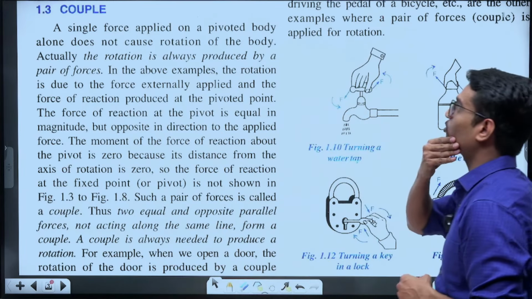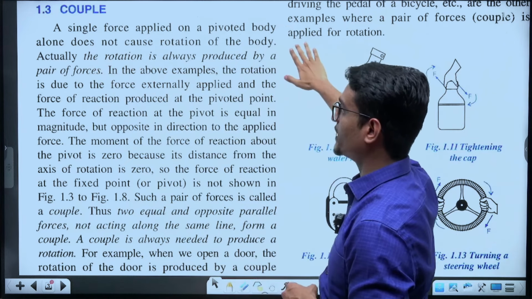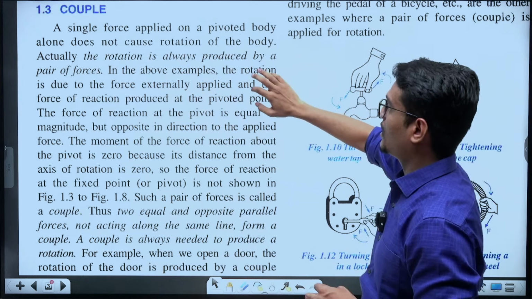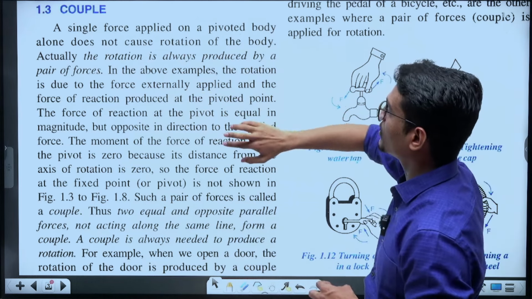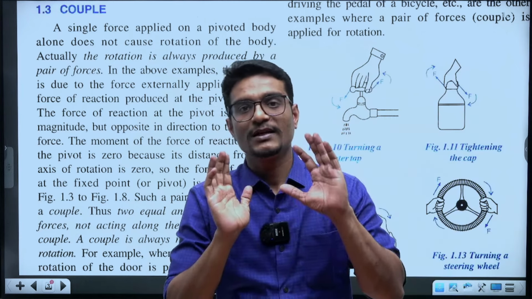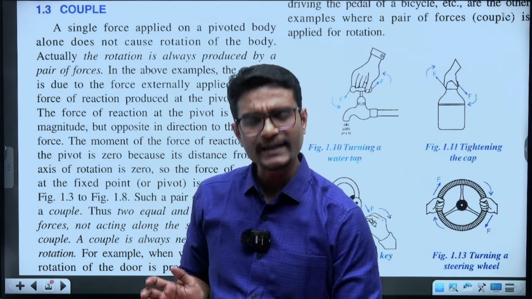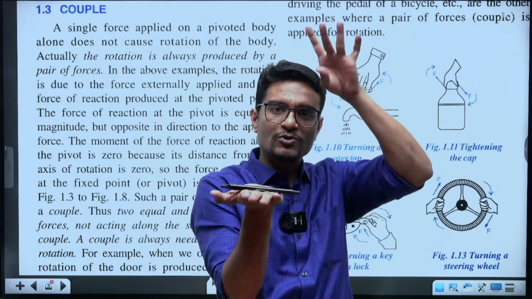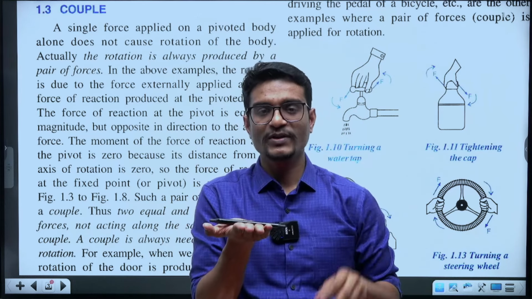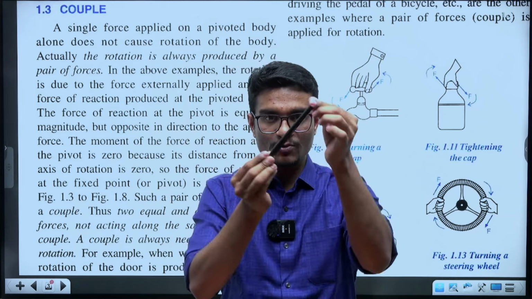Couple: a single force applied on a pivoted body alone does not cause the rotation of the body. Actually, the rotation is always produced by a pair of forces. A single force cannot produce pure rotation. You can try. Take anything, a pen, and apply a force. The body will move in a forward direction. So it always requires two forces, a pair of forces, to produce a pure rotation. It will rotate at its own point.